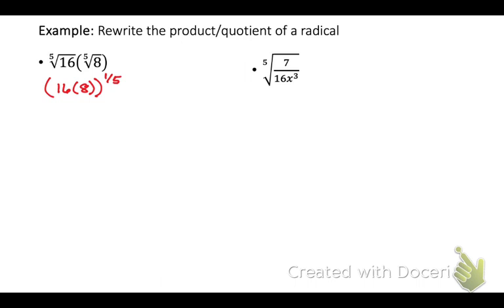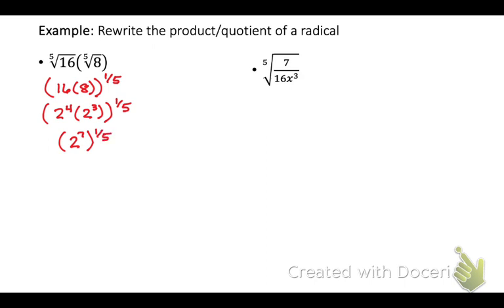So what is 16? We got to break it down small, don't we? 2 to the what? 4th. Okay, so I have 2 to the 4th times 2 to the what? 3rd, all to the 1/5. So now what? Make it easier. 2 to the what power? 4th, and 3rds. What power is that? 7. 2 to the 7th, all to the 1/5.